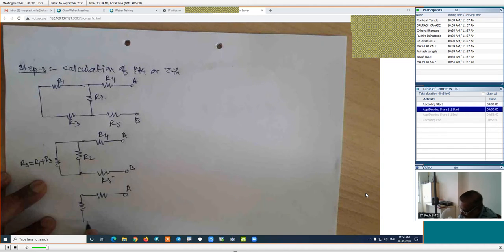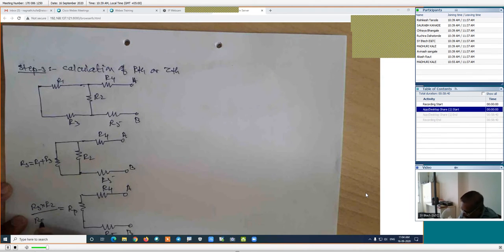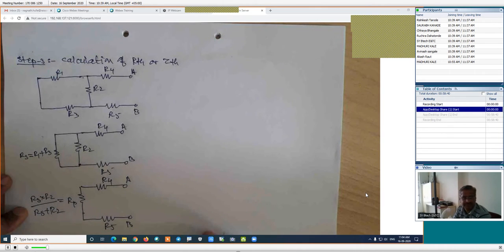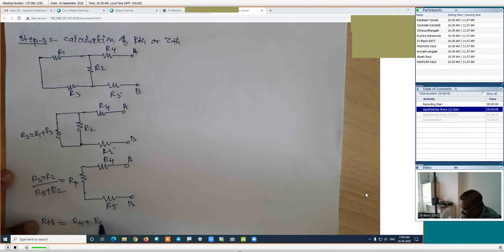This is A and this terminal is B. This is R4, this is R5, this is RP. And how much is RP? RS and R2 are in parallel, so RP is RS into R2 divided by RS plus R2. Is it right? Now, if we know all the values, then how is RTH? RTH is the series combination of all, means R4 plus RP plus R5. This is the value of RTH, that is Thevenin's equivalent resistance.